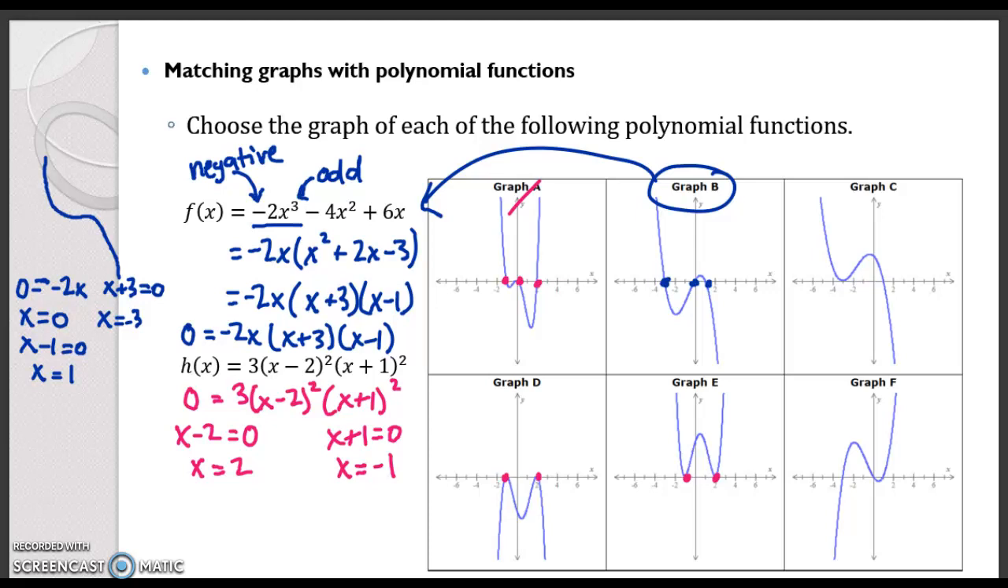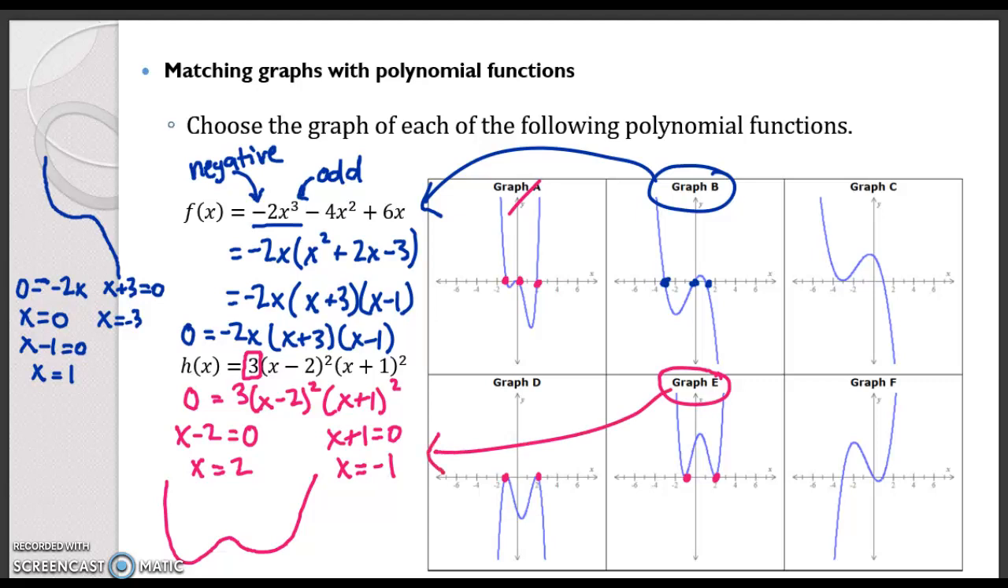So how do I determine which one this is? Well, this number here is positive. If I were to multiply all of this out, I would still end up with a positive. And I know that positive and even degrees end up looking something like this. So it's going to be graph y.